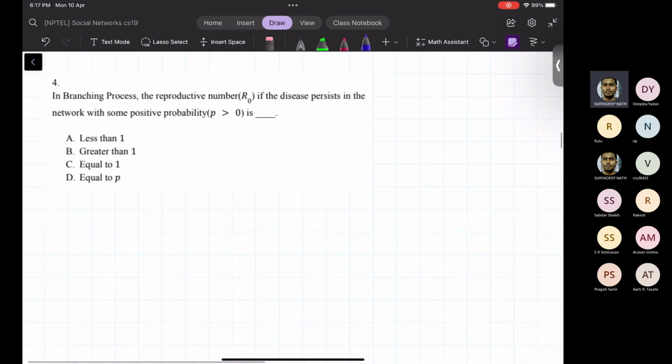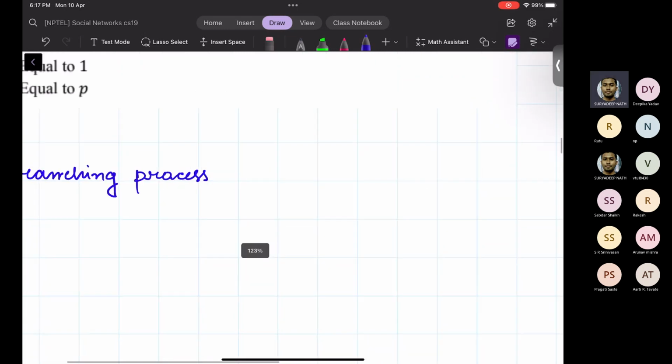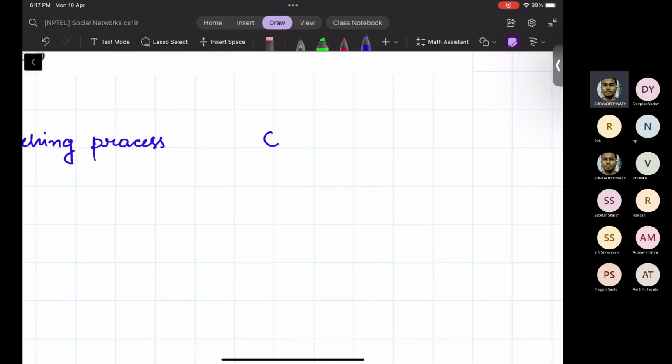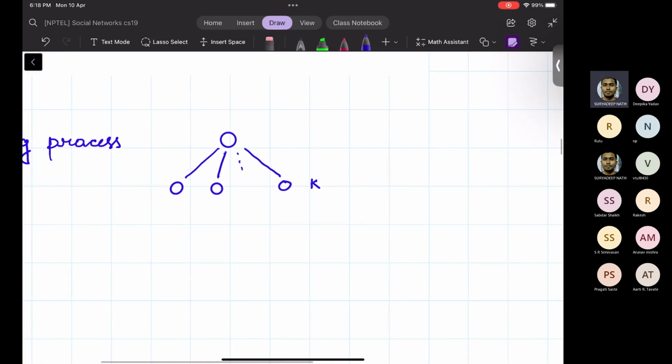Coming to question number 4, in the branching process, the reproductive number R naught, if the disease persists in the network with some positive probability, is. So what is a branching process? Just to recall, a branching process is that you have one node and it has k children.